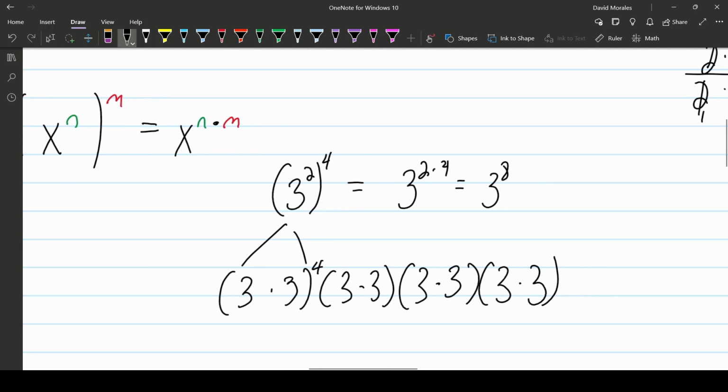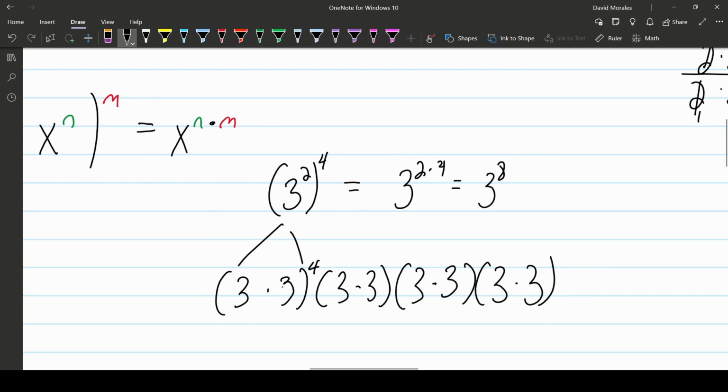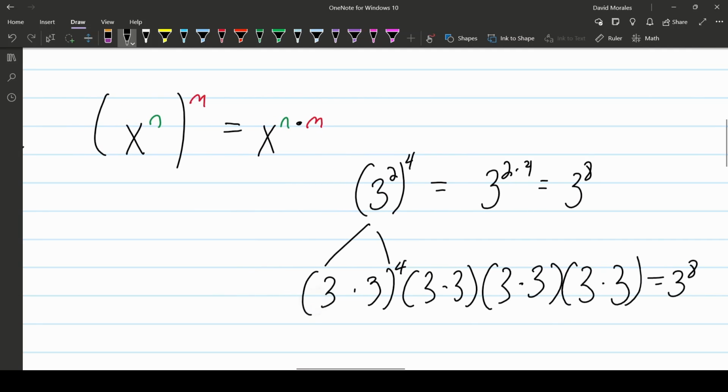Okay. So how many 3's do I have in here? Right? 1, 2, 3, 4, 5, 6, 7, 8. I have 8 3's. Okay? Or 4 groups of 2. So that's the same as 4 times 2. And that's why it ends up being 3 to the 8. Okay? That's how the power rule works.